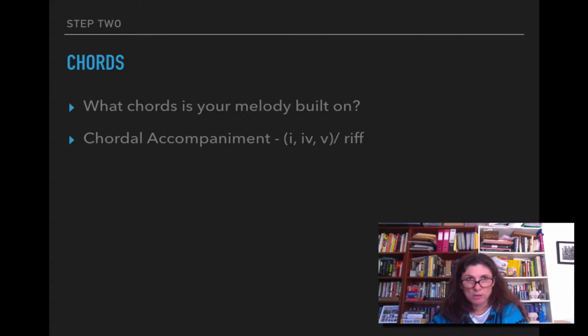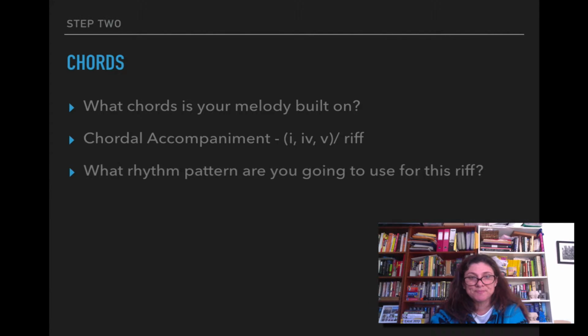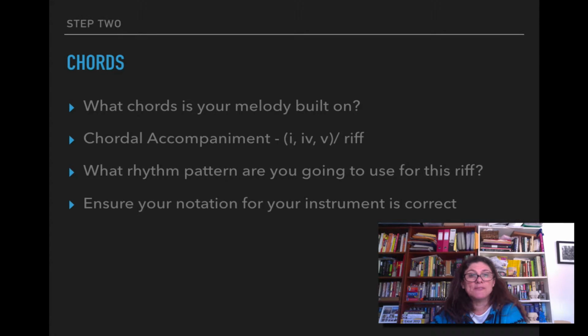It could be a chordal accompaniment, or, if you're using rock, it could be a riff that you're using. The riff is usually based on chords. So you need to start notating what those chords are after you start mucking around on your instrument and coming up with a pattern that is going to be the beginnings of your composition. What rhythm pattern are you going to use for this riff? And then you have to ensure that your notation for your instrument is correct.